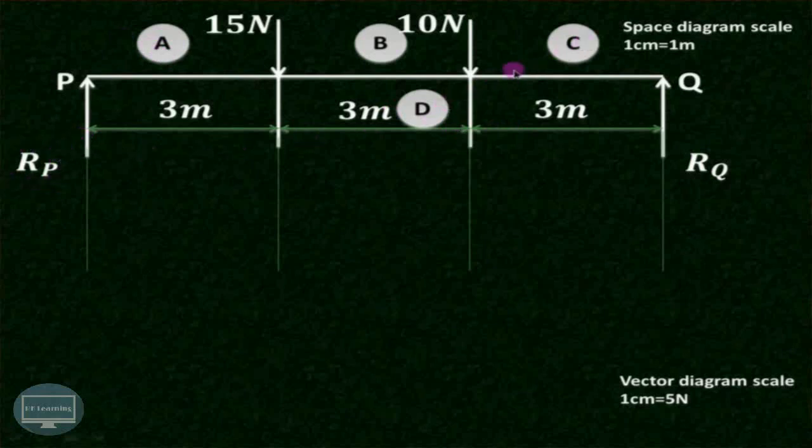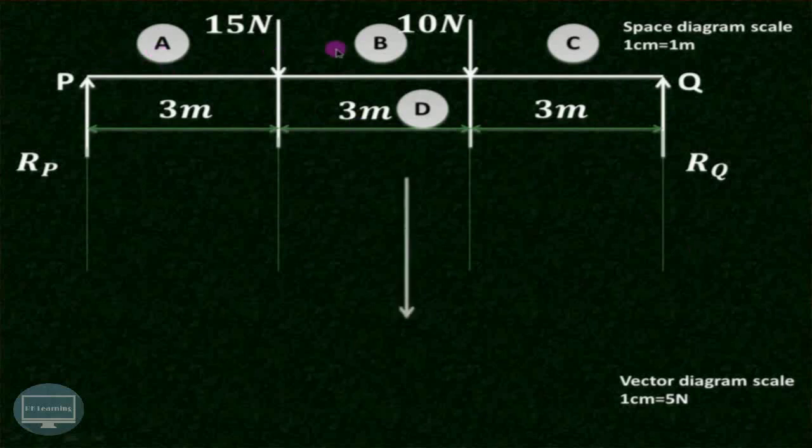In other words, we have to find out the length CD and length AD on the vector diagram in such a way that we will get the values of RQ and RP respectively. So we'll take some suitable scale for drawing these diagrams. For the space diagram scale as shown over here, we have assumed 1 centimeter is equal to 1 meter. So this is 3 centimeter, this is 3 centimeter, and 3 centimeter represents 3 meters.